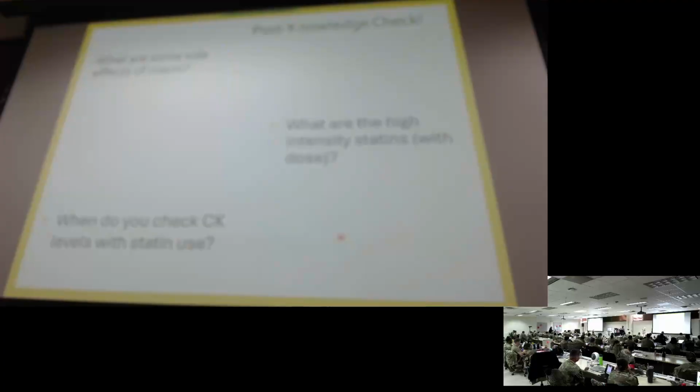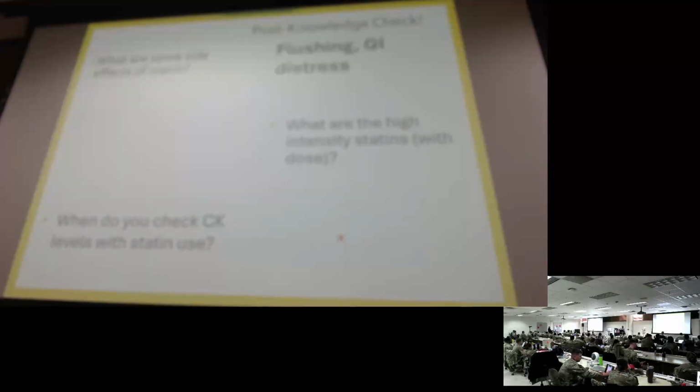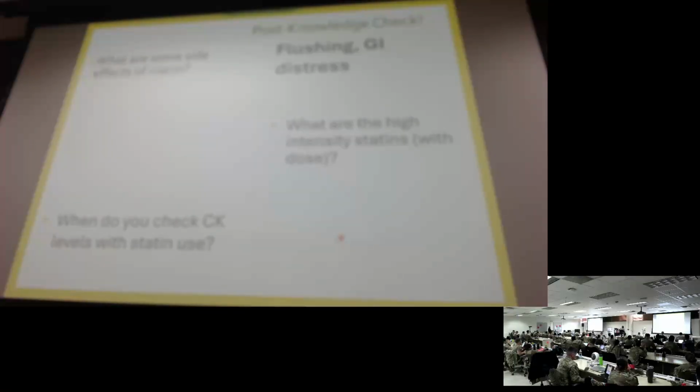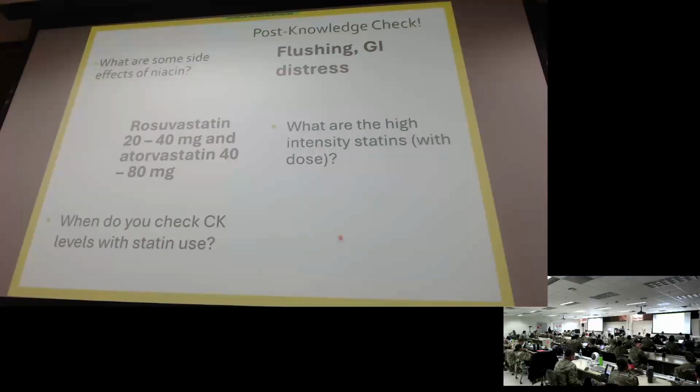All right, what do you know? What are some side effects of our niacin? Flushing, GI issues. What are our two high-intensity statins? The names? Atorvastatin and rosuvastatin. Okay, what were my doses for my rosuvastatin? 20 to 40. All right, good job. And my atorvastatin? 40 to 80. Boom, look at that. When do we check our CK levels with statin use? Baseline, and then anytime.